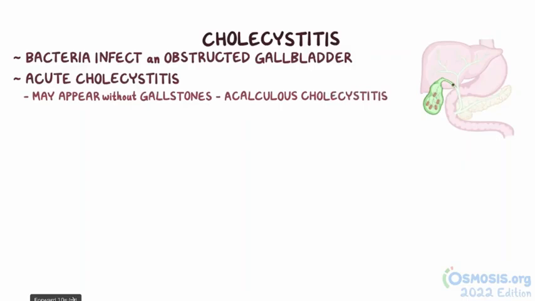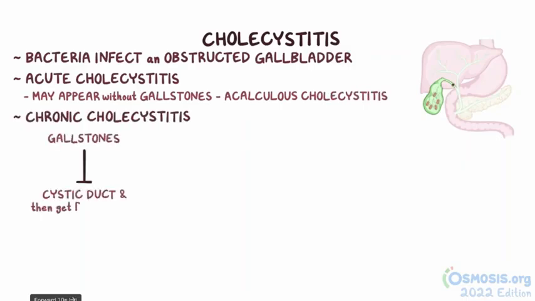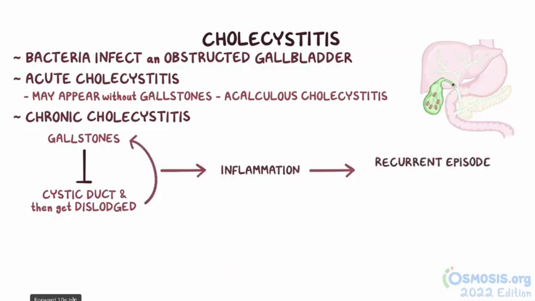But sometimes, acute cholecystitis can appear in individuals without gallstones, and that's called acalculous cholecystitis, and it's caused by bile stasis. With chronic cholecystitis, gallstones block the cystic duct and then get dislodged, and then again can block the cystic duct and get dislodged. This cycle can happen over and over, and each time it causes inflammation that can result in recurrent episodes of right upper quadrant pain.